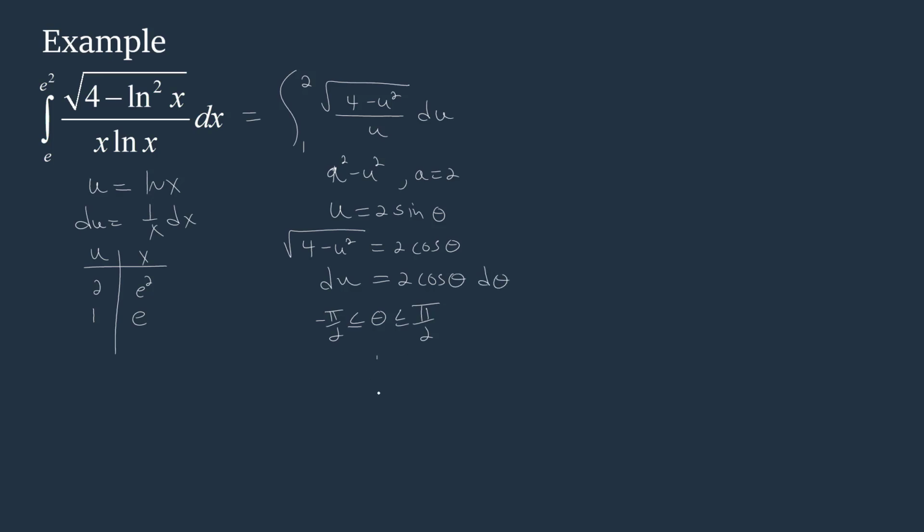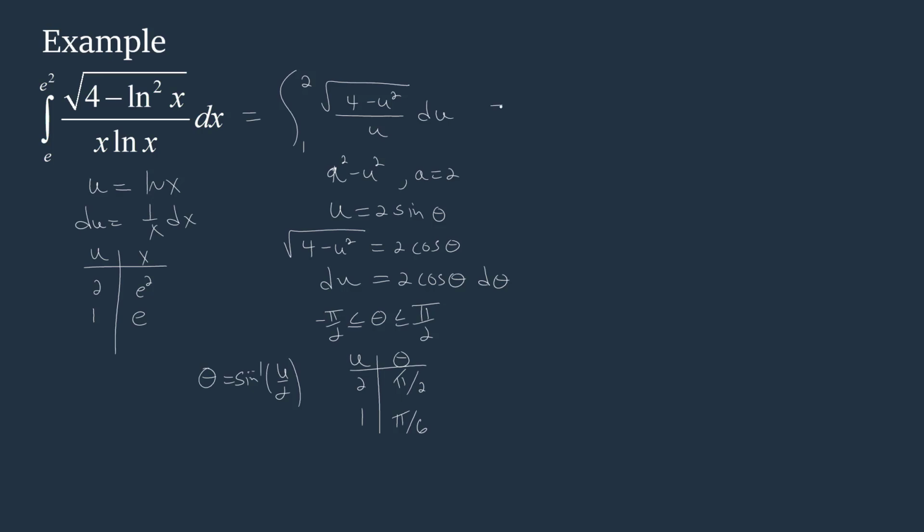And when we change the variables, we can also change the bounds. So we have theta values and u values. Noticing that u is equal to 2 times the sine of theta, that means theta would just be the inverse sine of u over 2. And since u is either 1 or 2, just by plugging it into this formula, you get theta equals the inverse sine of 1, which is pi over 2. Or you have that theta equals the inverse sine of a half, which is pi over 6.